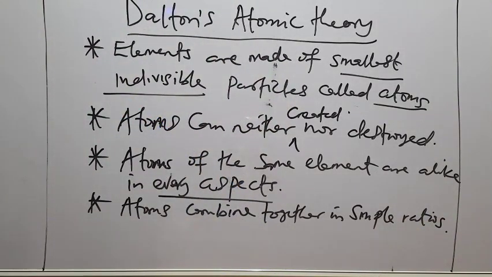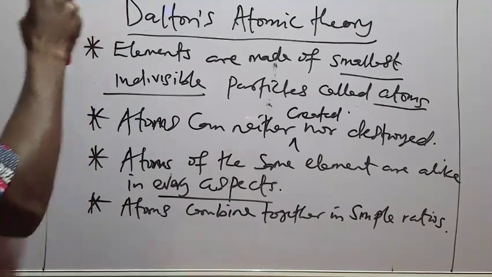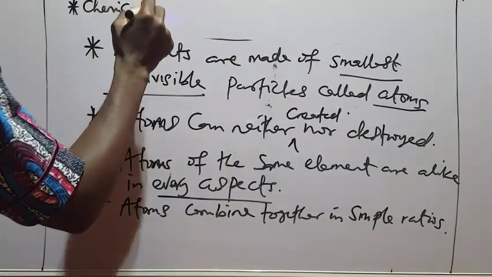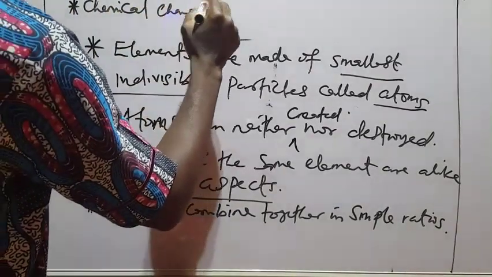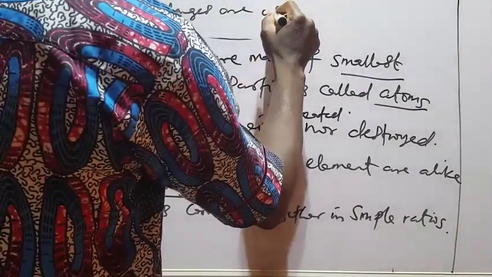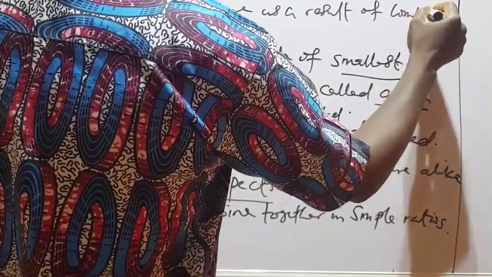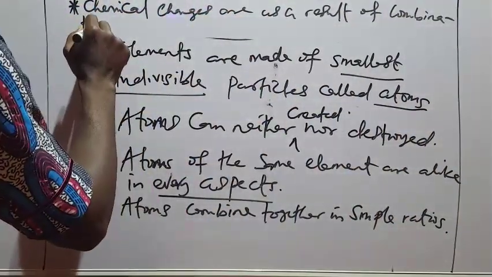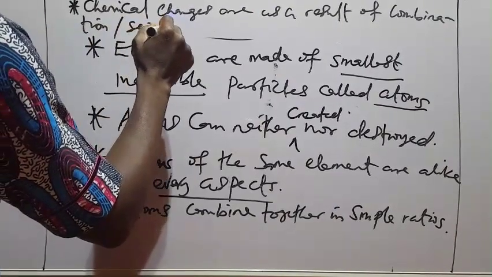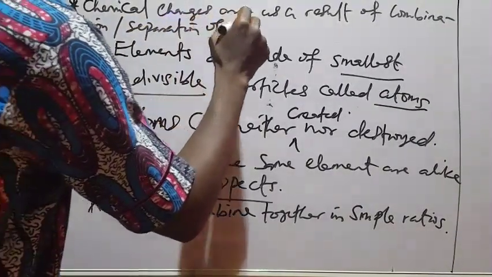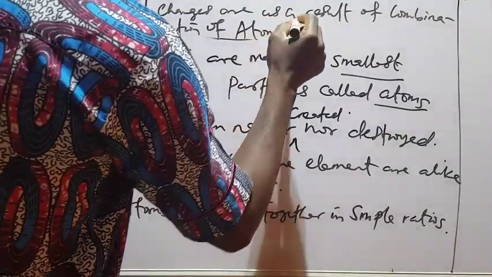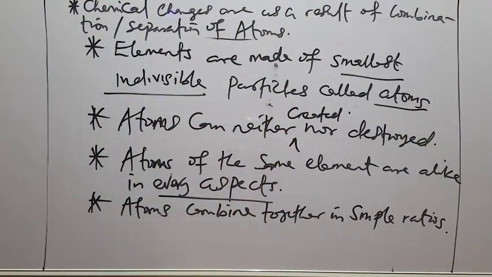There's a fifth one, which because of the board, I'll just make use of it. Several chemical changes result from the combination or separation of atoms. So that's the fifth one: chemical changes as a result of combination or separation of atoms. So these are the five theories of Dalton.